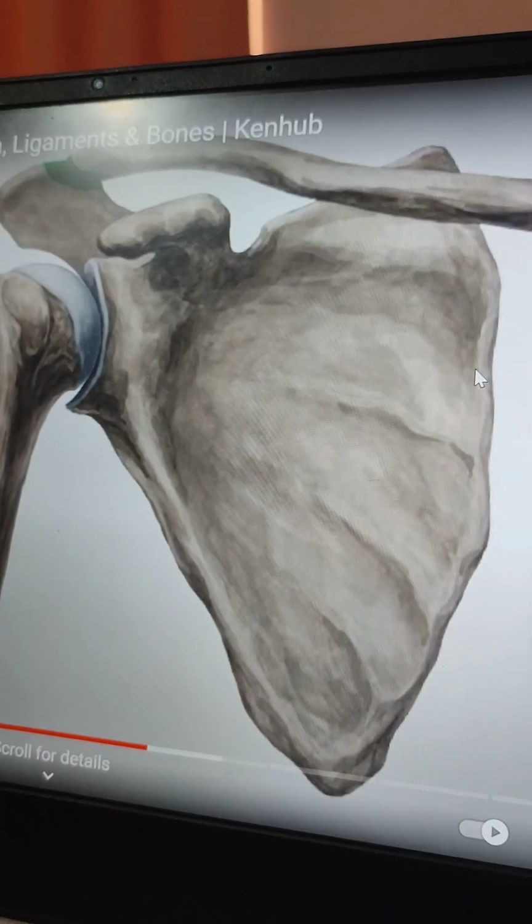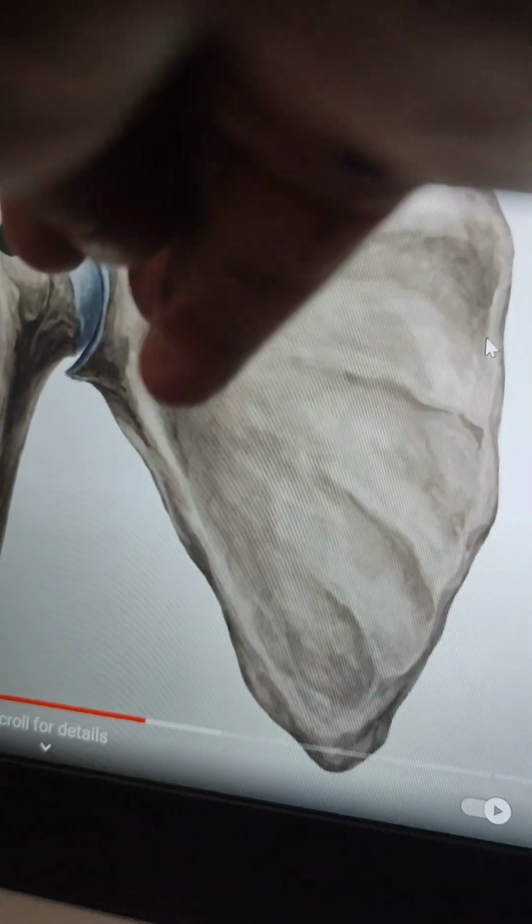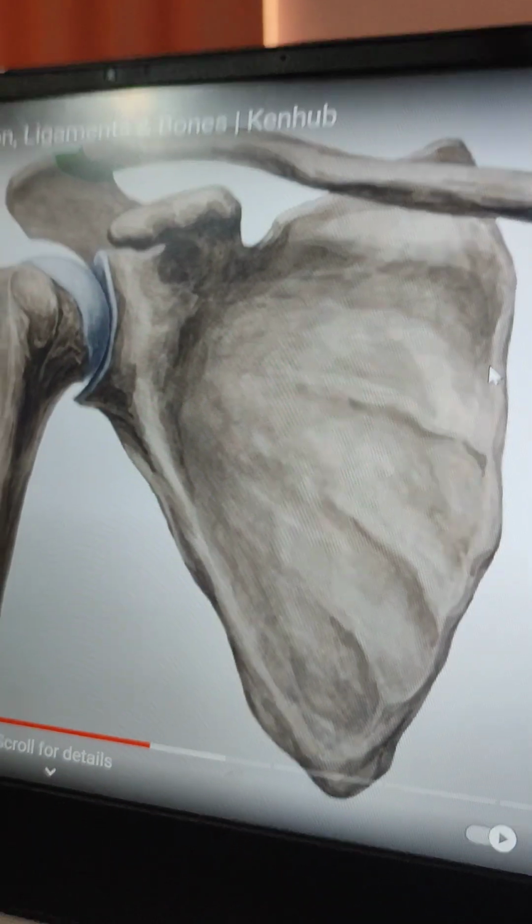Okay. After that, the examiner may ask which joint the glenoid cavity forms. It is the glenohumeral joint, or you can say shoulder joint. It is a synovial joint, of the ball and socket variety.